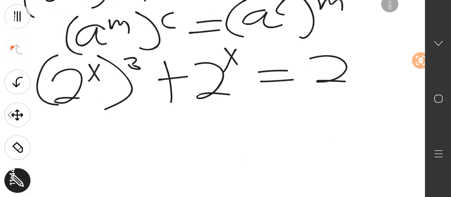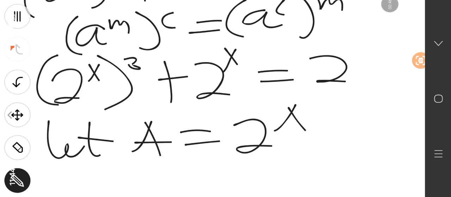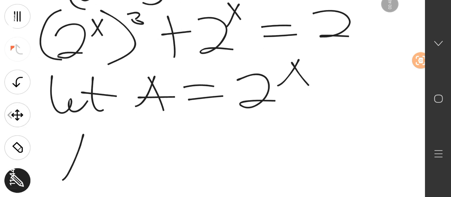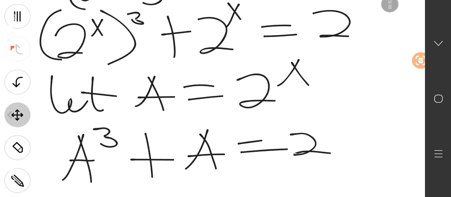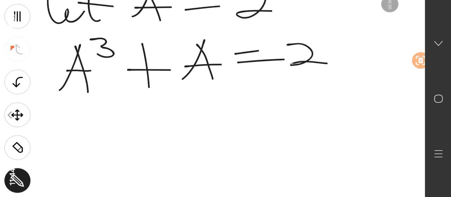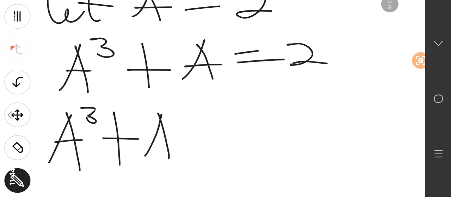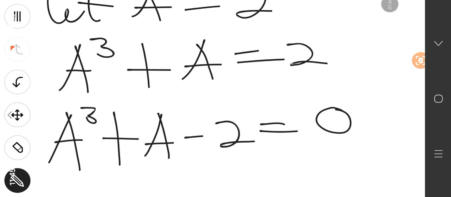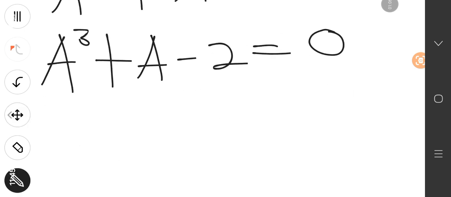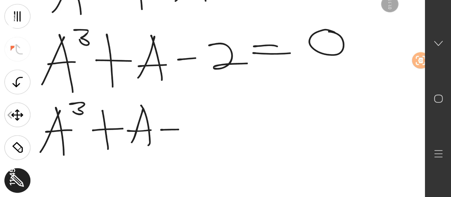All right, so let's do substitution here. So we say let a represent 2 exponent x. So we have a cubed plus a equals 2. All right, so let's transpose 2. So you're going to have a exponent 3 plus a minus 2 equals 0. All right, so we're going to have a exponent 3 plus a minus, so minus 2 is the same as minus 1 minus 1.